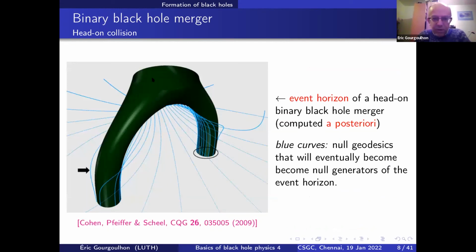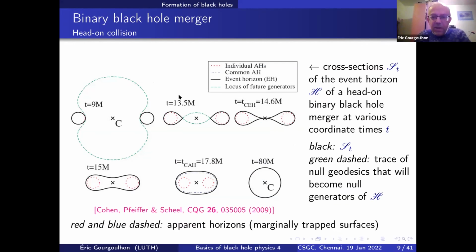In red, we have a so-called apparent horizon. So this is a marginally trapped surface. This is a surface from which the expansion is zero in one null direction and negative in the other null direction, as we have discussed the other day. So it appears here in the numerical simulations.